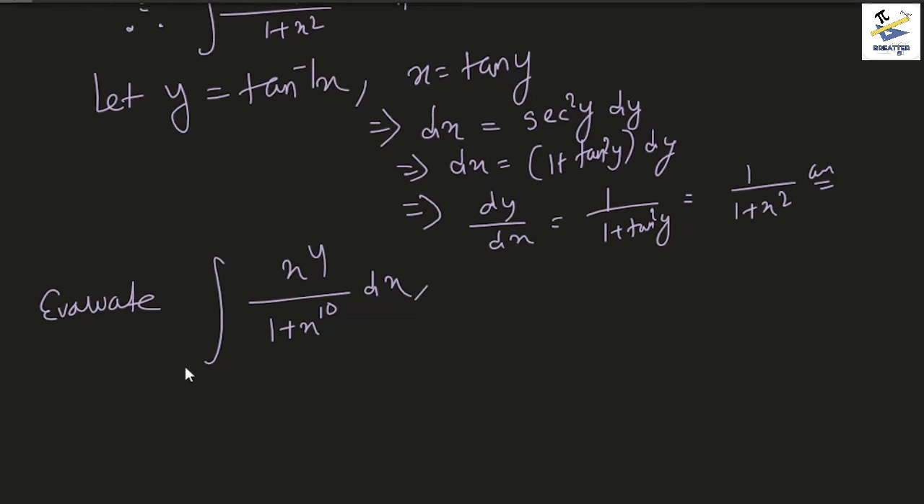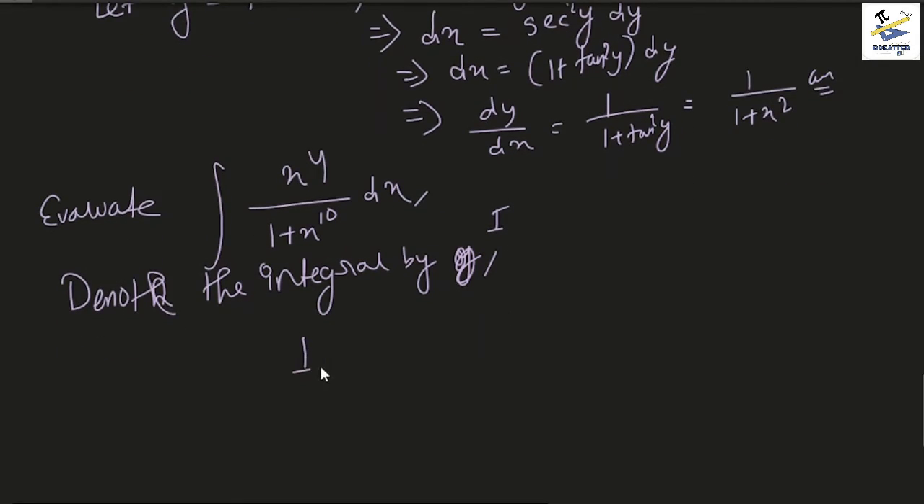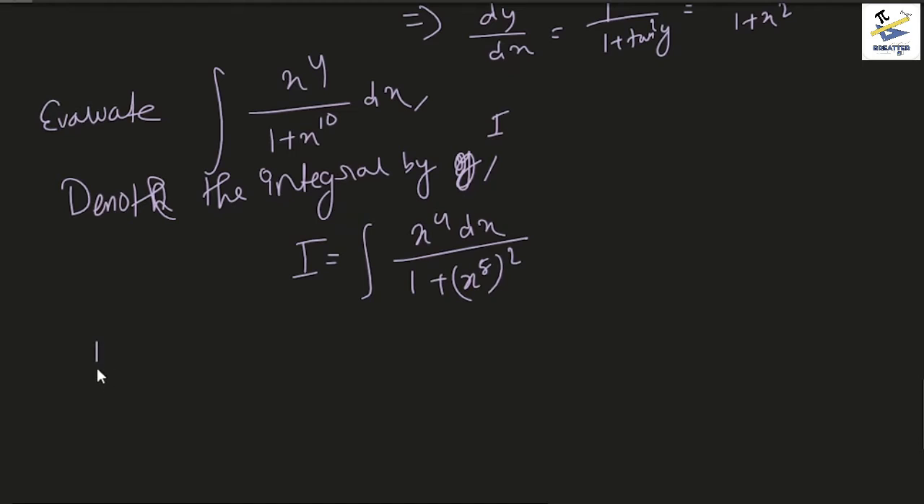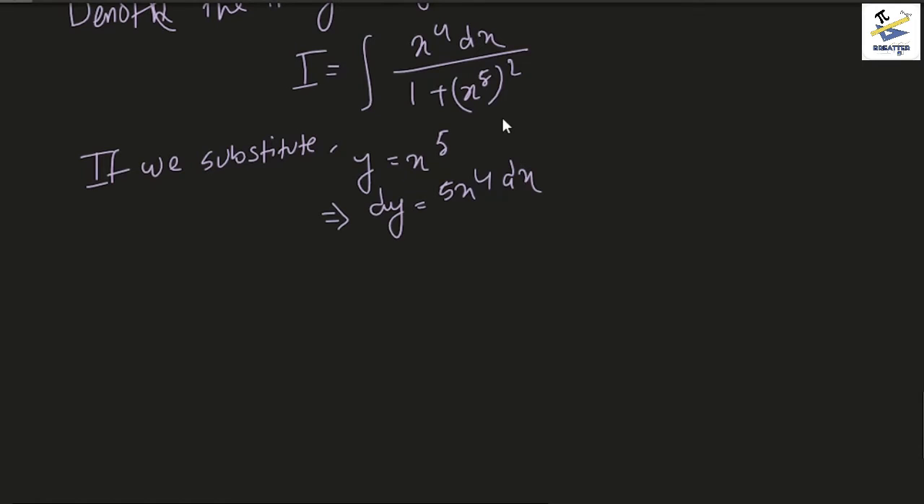But what we can do here is denote the integral by I, then what we get is this: capital I is equal to the integral of x to the power 4 dx divided by, and we can write x to the power 10 as x to the power 5 whole squared, because in that case, if we substitute y equals x to the power 5, what we get is dy is equal to 5 into x to the power 4 dx. And what we want is the value of x to the power 4 dx, so therefore x to the power 4 dx should be equal to dy by 5.